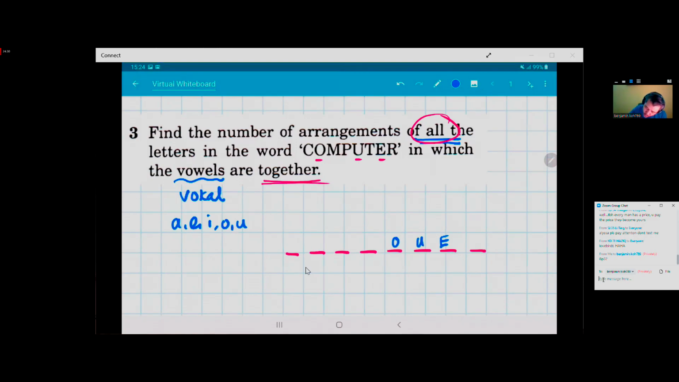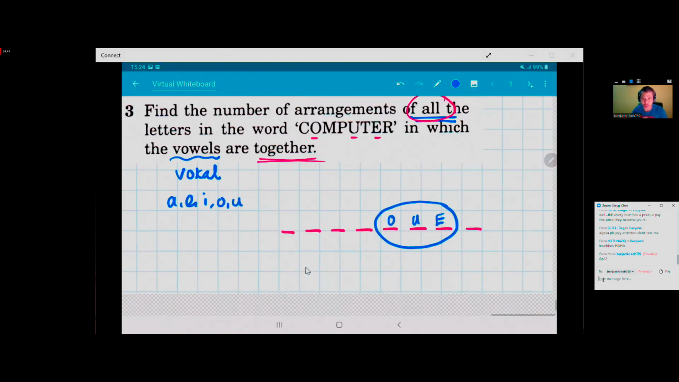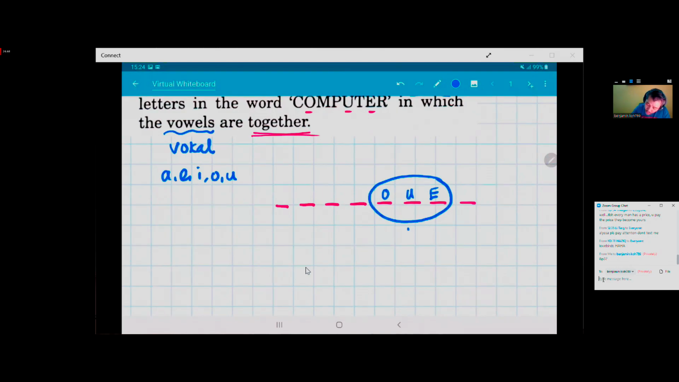Okay? So what I'm going to do is, I'm going to assume, let's say lah, kita buat anggapan, that the OUE is put there. So I'm going to draw a circle. This circle represents that OUE are together. Okay? One group. Boleh faham tak? Sekumpulan. Okay? One group. But inside this circle, what I'm going to write is 3P3. Okay. Now, why 3P3? You faham tak? OUE got 3 letters, ada 3 huruf. Ruang kosong ada 3. So 3P3 meaning the OUE can arrange among themselves.